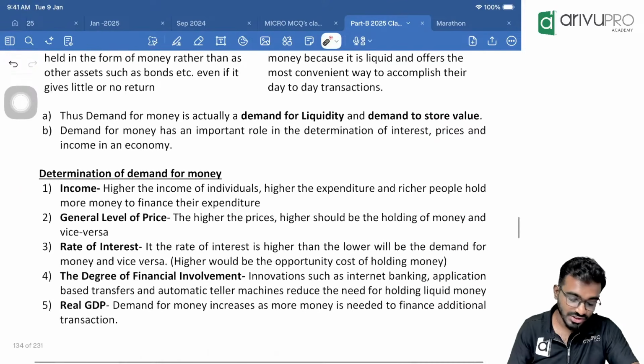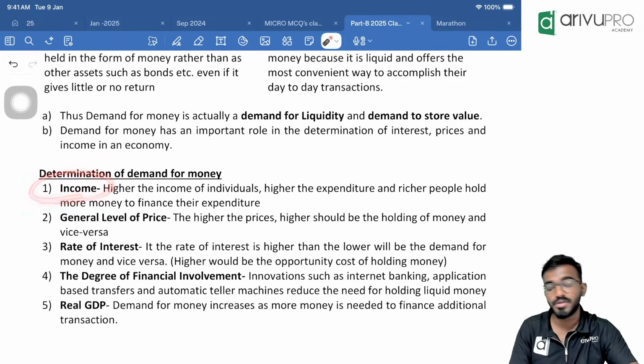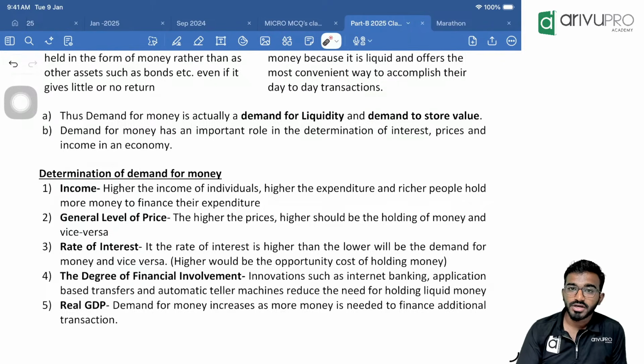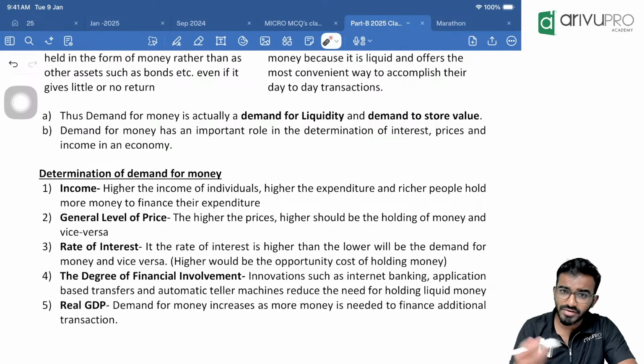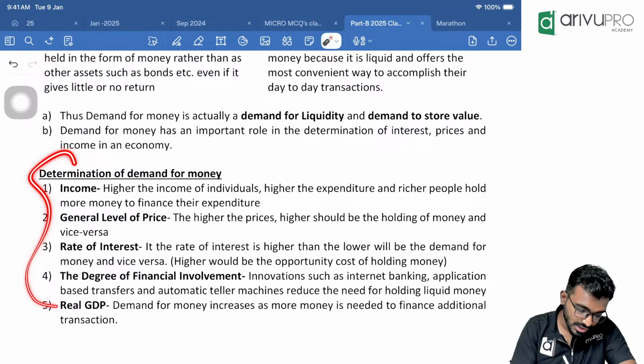So for a day-to-day transaction, and determinants of money: when you earn more income, you need more money to buy more goods and services. The higher your income, the higher your expenditure. You need more money in your hand. And it acts as a general level of price. Everything is quantified in terms of price. Rate of interest will affect the holding of money. That is what Keynesian theory is all about. I will explain about this. It acts as a degree of financial innovations. That means if innovations like UPI payment and internet banking are increasing day by day, people don't like to hold money in cash. Rather, they will deposit in the bank and do online transactions, and that forms part of real GDP. So these are the determinants of money.